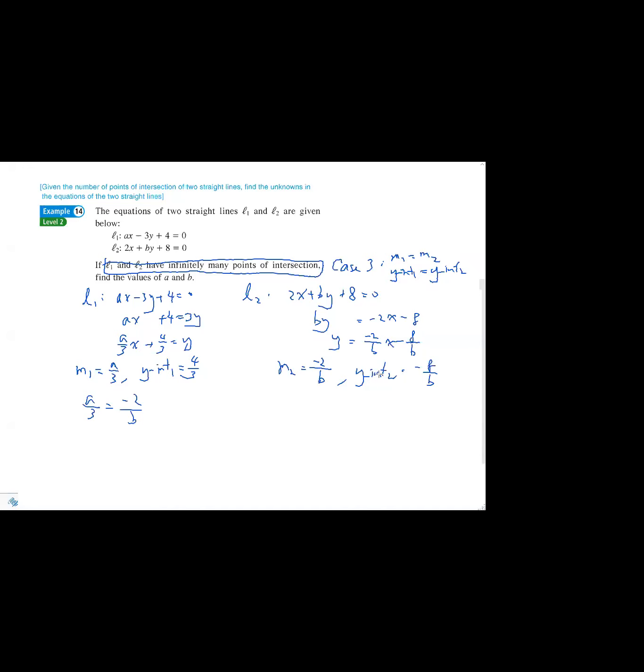But unluckily, we have two unknowns in one equation. So we are not ready to find values of a and b from this equation. So we need to check the other one. Y-int 1 is equal to y-int 2. Can you see that when we compare their y-intercepts, there is only one unknown involved in this equation. So from this equation, we can find the value of the unknown b.